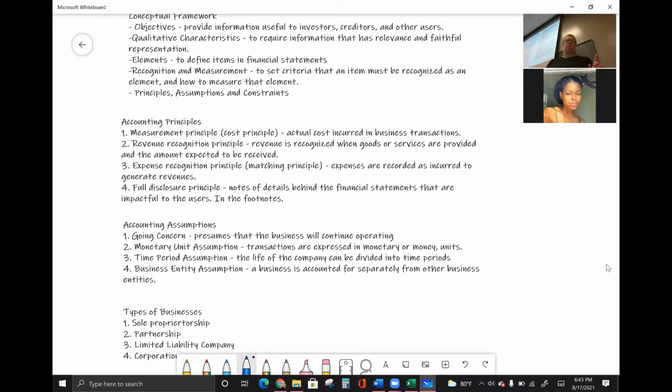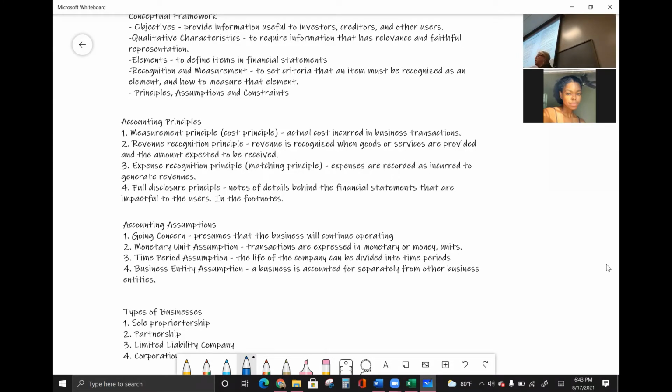Then we have the full disclosure principle. So when you receive your financial statements, you're just looking at a bunch of numbers. And there's formulas you're going to learn throughout the semester. And those formulas help give you information to determine if something looks good or bad, but it doesn't give you the full story all the time, right?